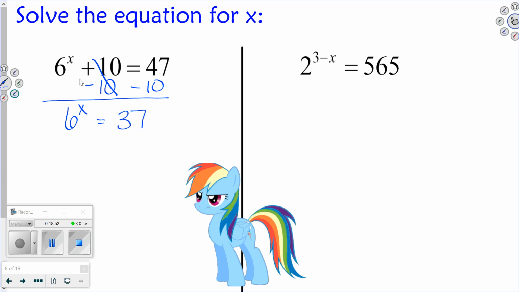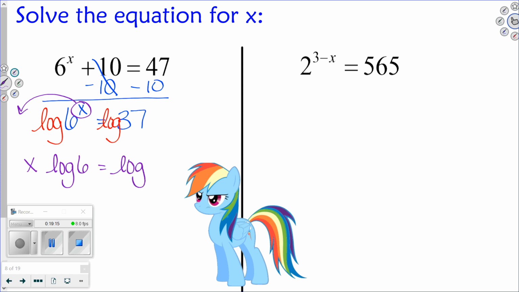Then what? Log. Guys, anytime your x is an exponent, the variable you're solving for, you know a log's coming in somewhere. Okay, so isolate it as much as you can. Then we will take the log of both sides. That allows us to pull the exponent out in front. So x log of 6 equals log of 37.